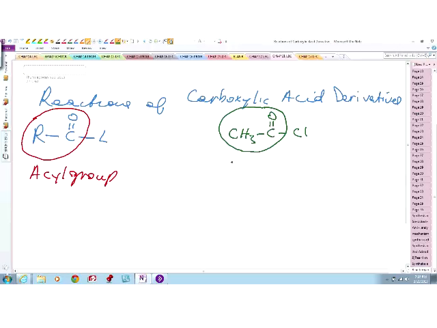To name this acyl group, because it is coming from acetic, to name the acyl group, what do we do? We remove the ic and we replace with yl. So we call this an acetyl group. Call that an acetyl group.